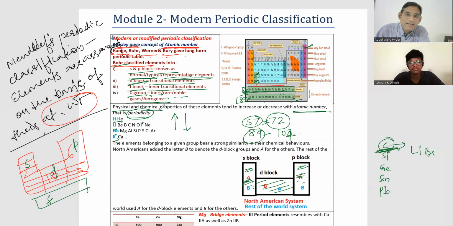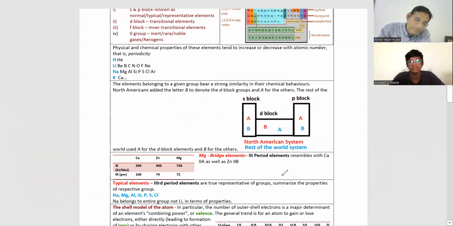So first part, as I told you in the very first class related to this chapter, that two parts are there. One is periodic classification and second is periodic properties. So this is the last topic in the periodic classification. Now see, as I already told you, you have classified elements into S block, P block, D block and F block.